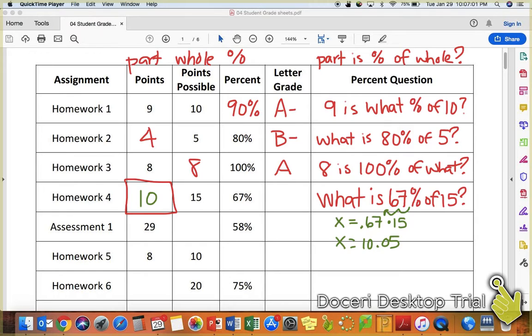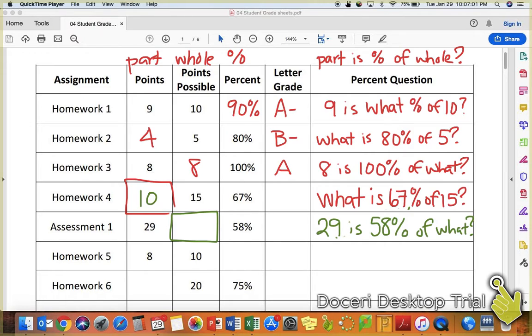Okay, let's try another one. Okay, I'm going to erase this so I have space for the next one. Right, in this case, I'm actually missing my whole amount. Okay, so I'm going to write my question. I have 29 as my part, is 58% of what? Because I don't know my whole amount.